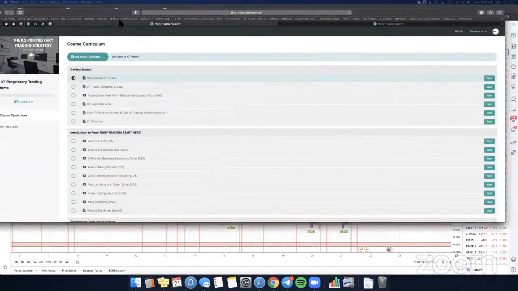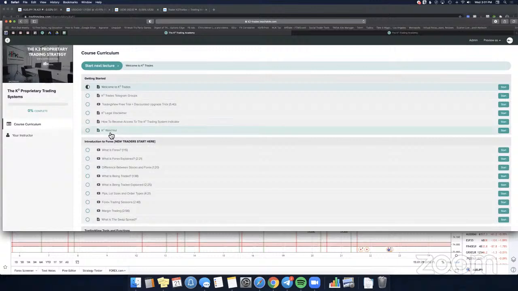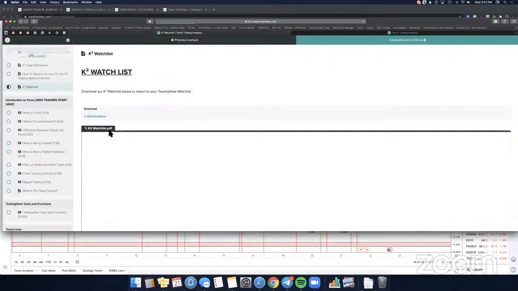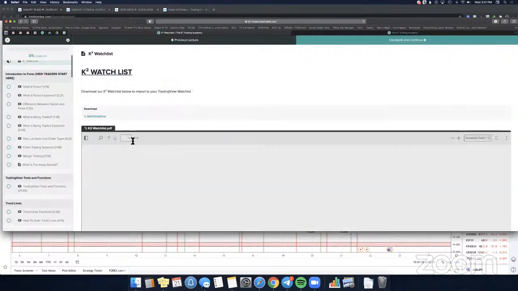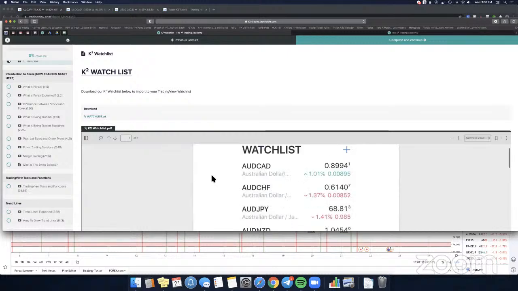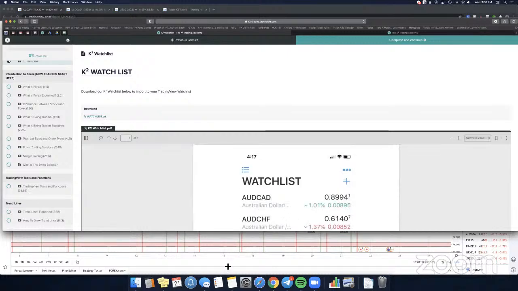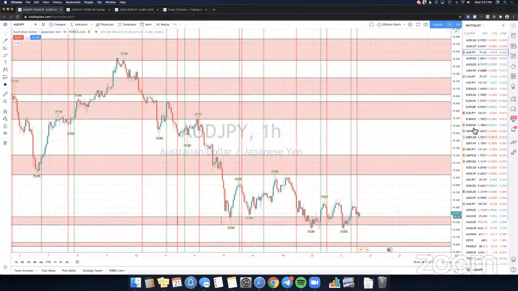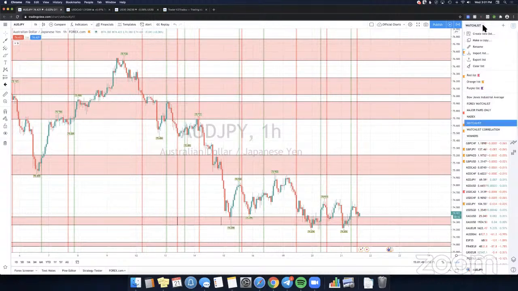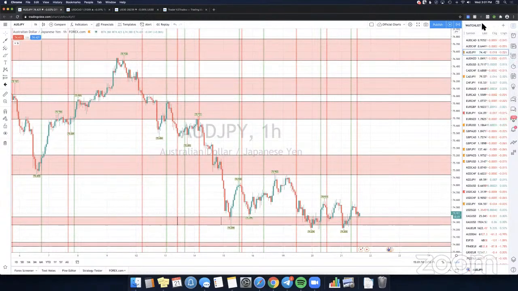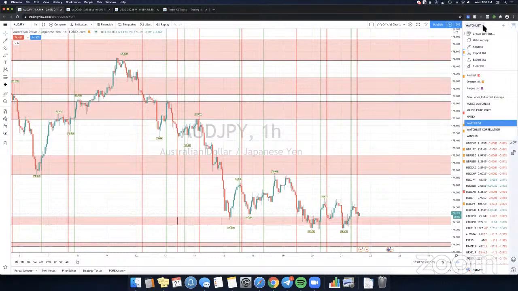I got it. Yeah, so if you go on the K² website right here where it says K² watch list, you click on that. Okay, you got it. Perfect. Yeah, you can just export this to your TradingView, and then you'll have. How do you do that? To export it, you just click on this drop down button right here. Wait. And then you click that. Okay, which drop down button? Yeah, so right here where it says your watch list, click on that drop down, and then click export list.